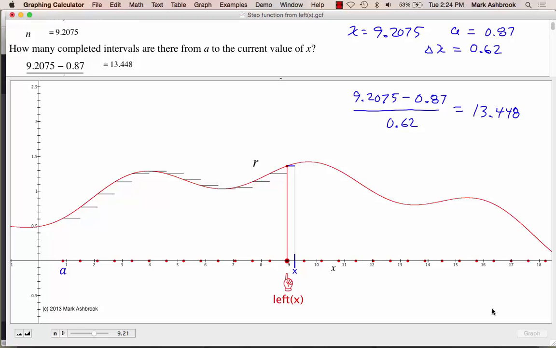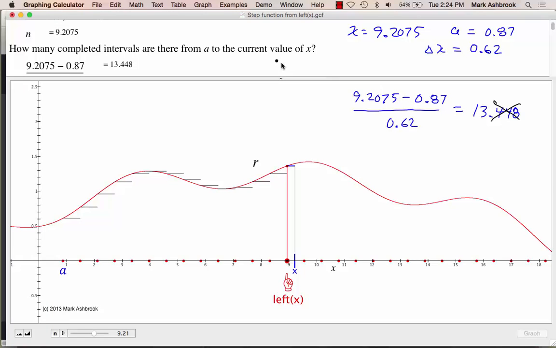So if we want the completed intervals, what does the 0.448 mean? That's the fraction of the current interval, right? Because we took X minus A. So if we wanted the completed intervals, what do we want to do? Just forget about it, right? What if it were 13.95? Is it 14 completed intervals or 13? Still 13. So it's not rounding to the nearest. We're taking the greatest integer less than that number. That will be the number of complete intervals. It's truncating, that's right. We're truncating off all the decimal to get just the completed.